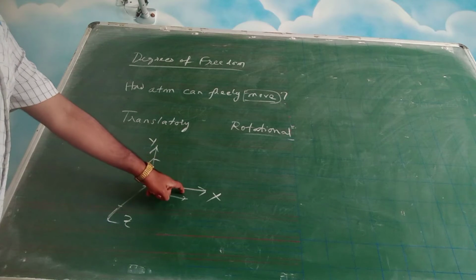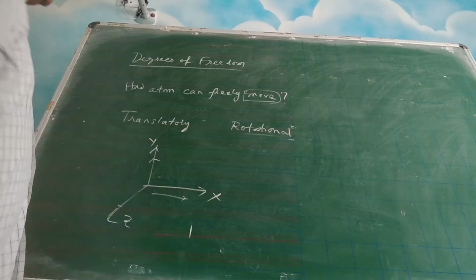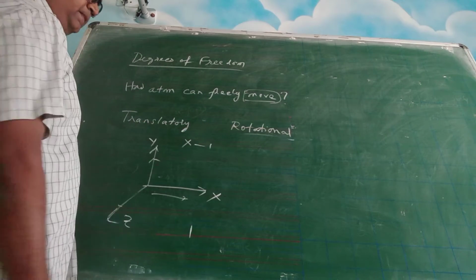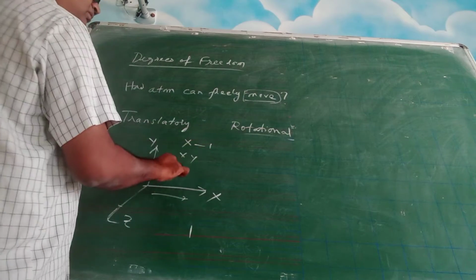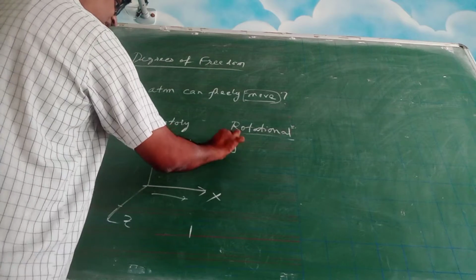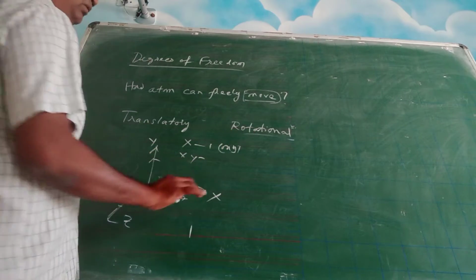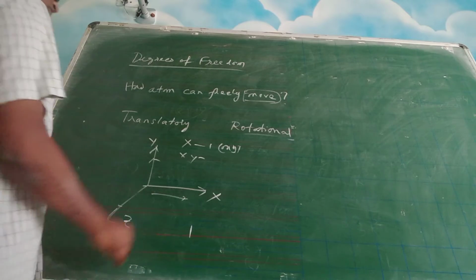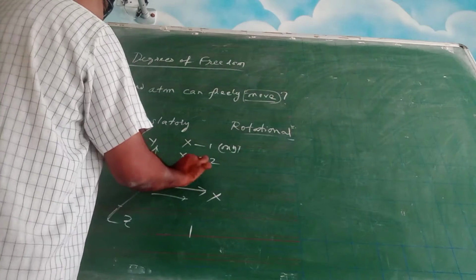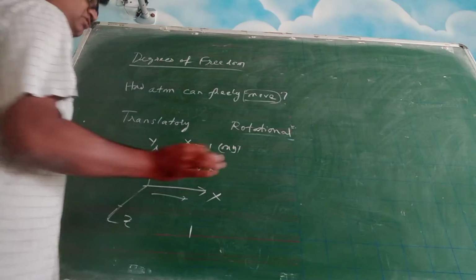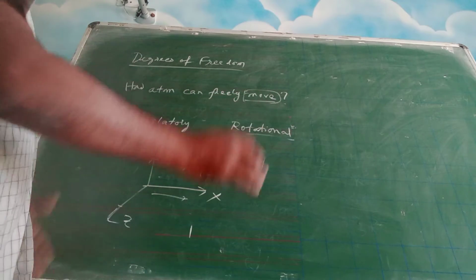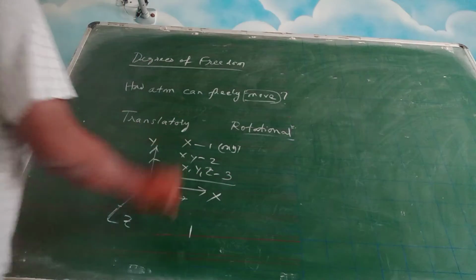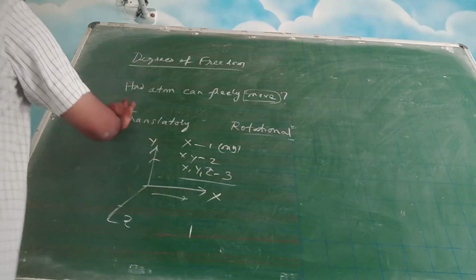Suppose it can go only in X, then 1. If it can go X and Y only, here only is the keyword, X and Y only, but cannot go in Z. Let us say some condition is there. So we will say 2. X, it can move freely. Move means in a line, right? So it is 3. So this is about translatory motion.